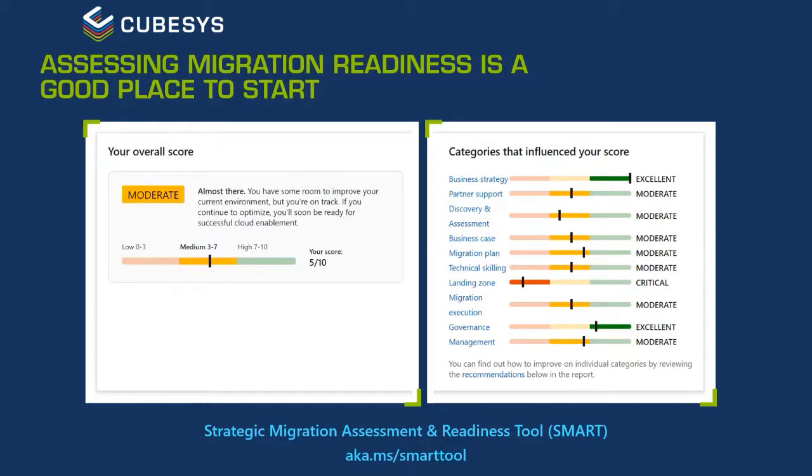Like I said here on the left, it says an overall score. You're almost there, so there's some room for improvement, but you need to get a little bit more here and a little bit more there, and it can help you understand where you need to focus on in order to make sure this cloud adoption is successful. And as always, CubeSys can come in and help you deliver this piece.